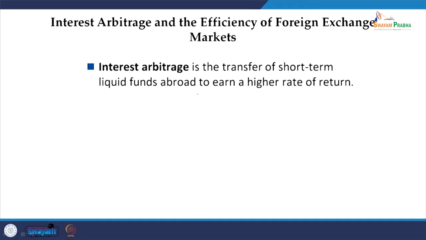There is a concept called interest arbitrage. Arbitrage, we have generally said, is middle intervention. Here the interest rate is also acting as an arbitrage. This is the transfer of short-term liquid funds abroad to earn a higher rate of return. Wherever the interest rates are different, we can transfer funds and earn the interest for profit. Uncovered interest arbitrage is when the transfer of funds abroad entails foreign exchange risk due to the possible depreciation of the foreign currency during the investment period.